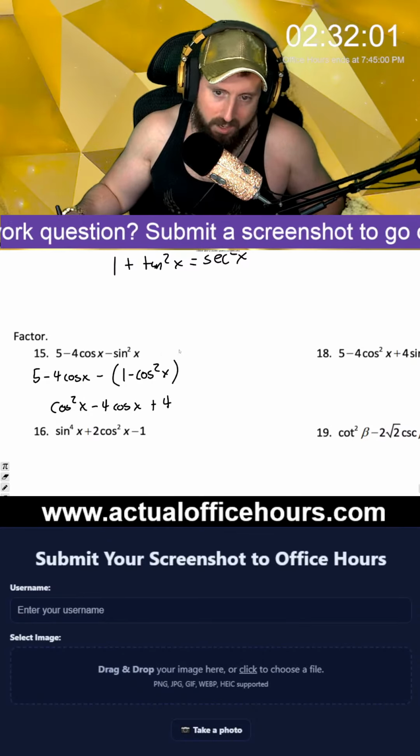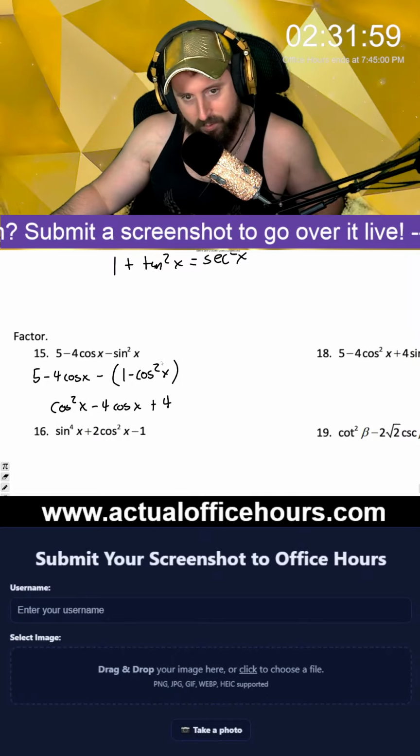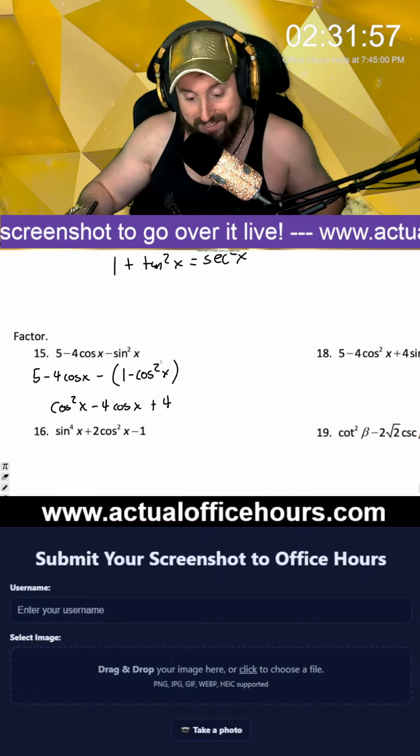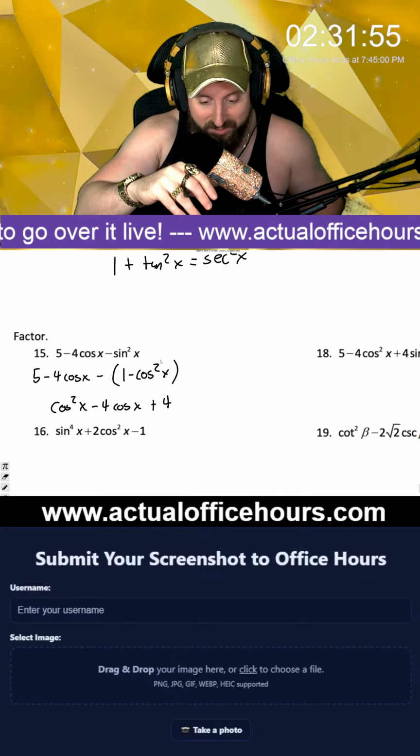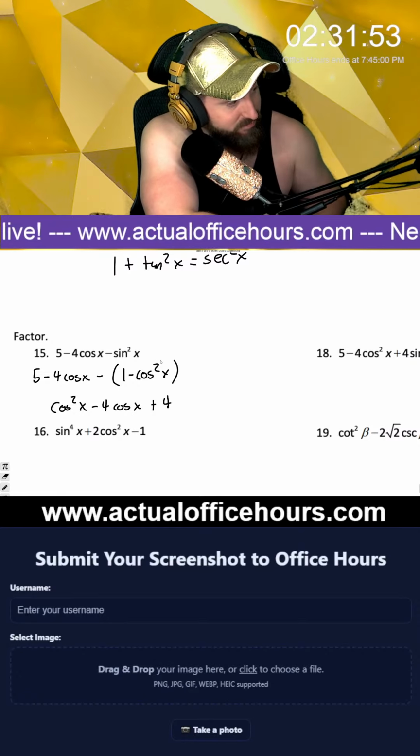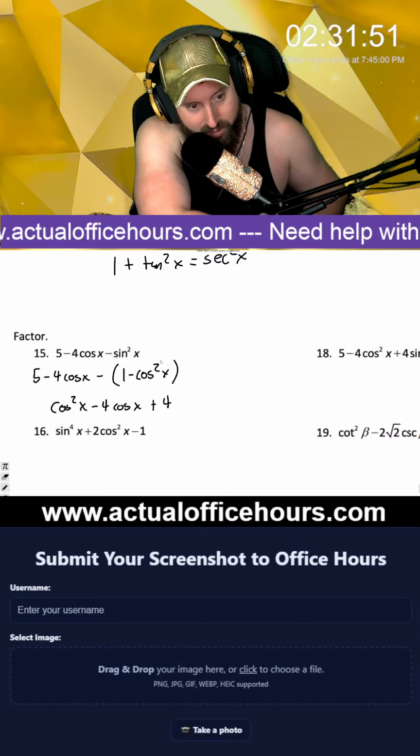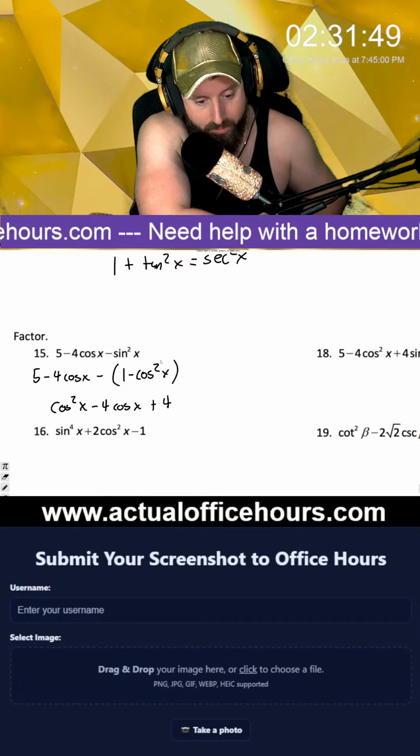And then, okay, I guess we're not going to say equal to 0, right? We're just factoring. So this is an expression technically, right? It's not an equation. We're not solving.